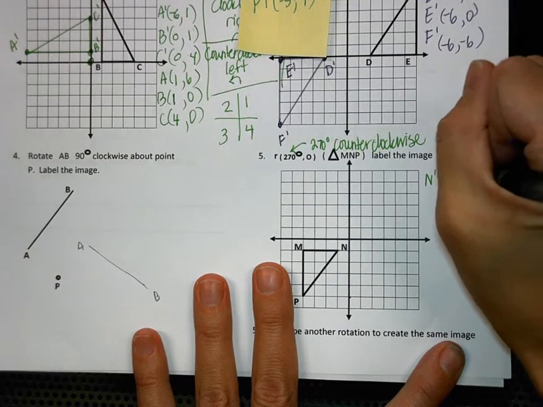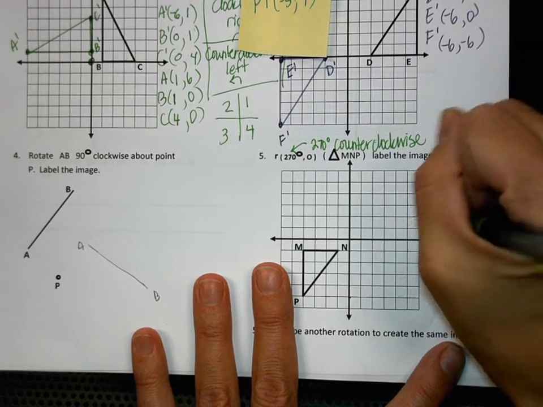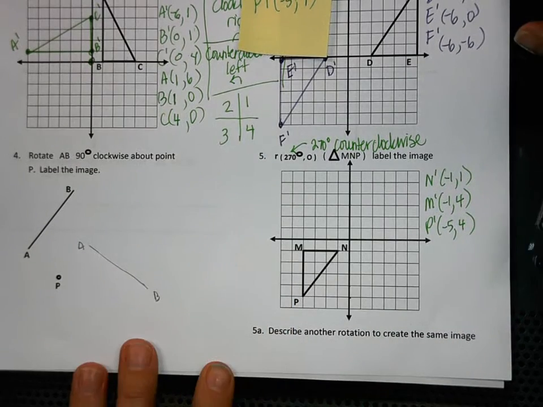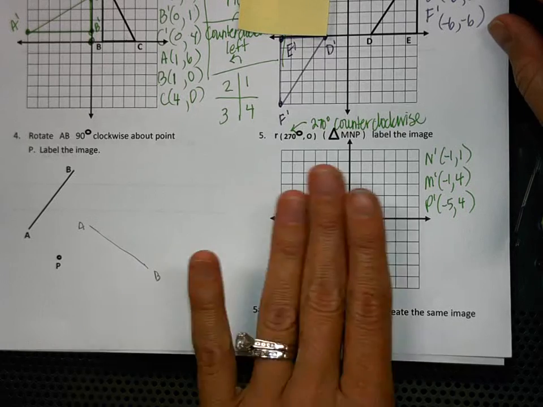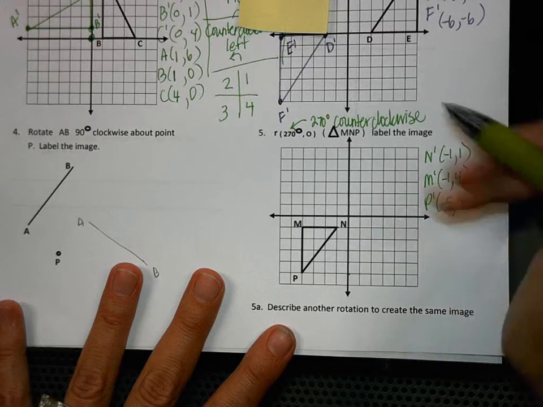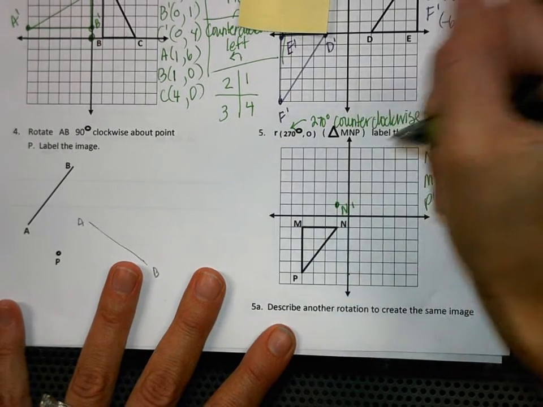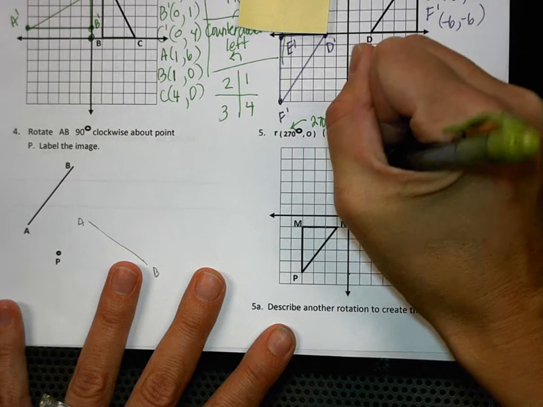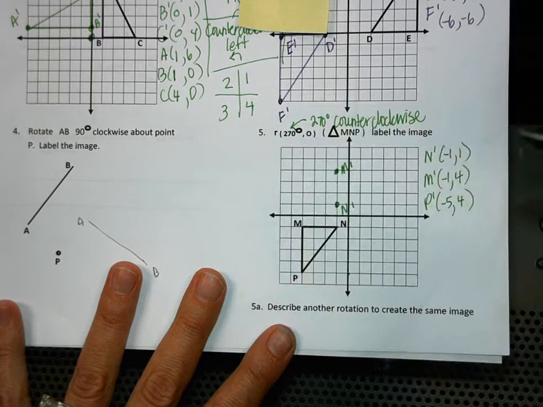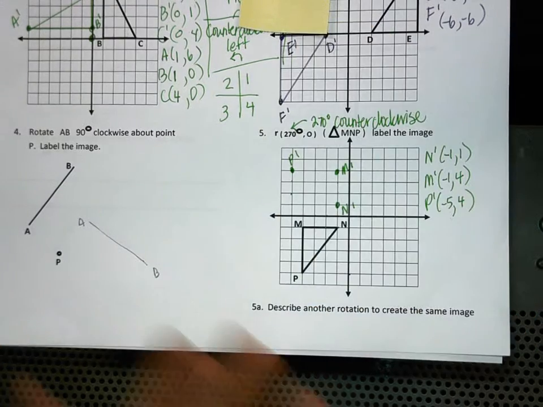So N prime was negative 1, 1. M prime is negative 1, 4. And P prime is negative 5, 4. And then we need to go and plot each of those points now that my triangle is back to how it was originally. So the 270 degrees then is at negative 1, 1 for my N prime, negative 1 up 4 for M prime, and then P is at negative 1, 2, 3, 4, 5, up 1, 2, 3, 4 for P prime. And then we can draw our triangle.